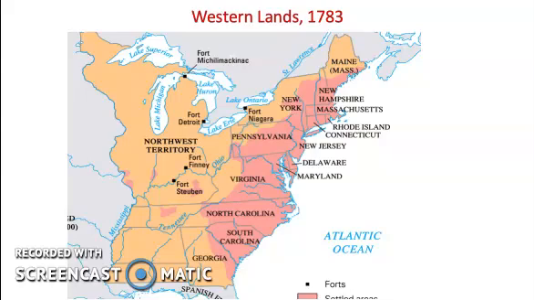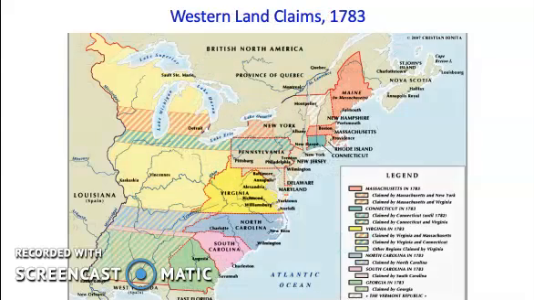Now, the western lands that are being thought of here are these lands that are over in this region right over here. This is the area that is called the Northwest Territory because it is in the northwest portion of the United States at that particular time. The first hurdle that the national government, though, had to get over was western land claims.